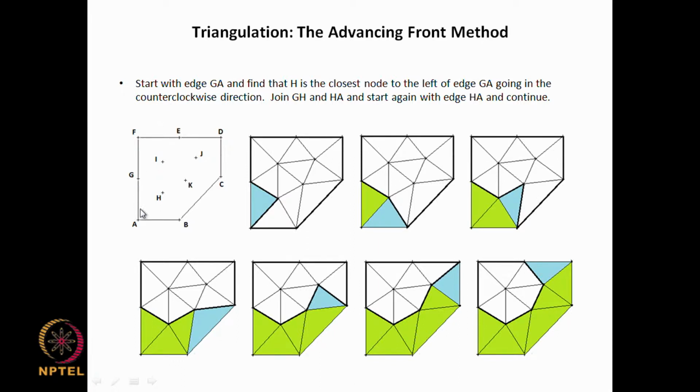So, we go through AB, BC, CD, EF, FG, GA like this, and we start with this edge, and then you find all the boundary and interior nodes which lie to the left of this. When you are looking at edge GA, we are going in the counterclockwise direction, so we are going in this direction. All these edges here lie to the left of this. Now, you ask which of these nodes lies closest to GA in such a way that we can make a triangle. So, how do we do that?